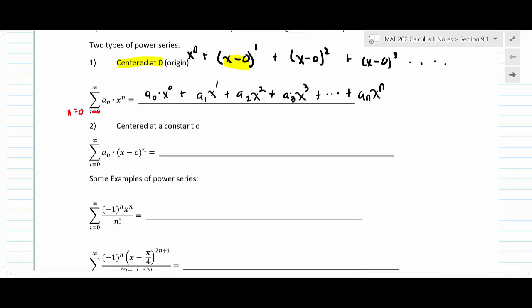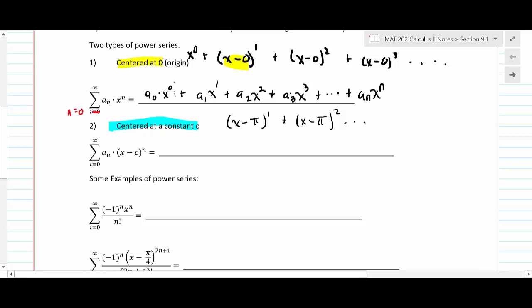All right. If you're centered at a constant c, it just means you might have something like this. You might have x minus pi to the first, and x minus pi to the second, and so forth. So that's the idea. With power series, we're talking about powers of a variable x.